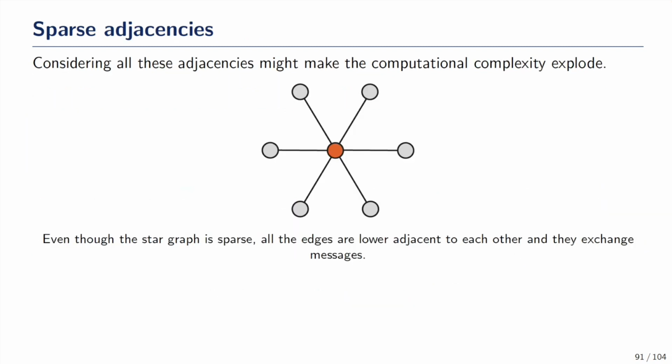But there's also a problem with these kinds of adjacencies I've just described. What might happen is that you start with a very sparse graph like this. The star graph is as sparse as it can get, roughly speaking. But in terms of lower adjacencies between these edges, everything's connected to everything, right? Every edge here is lower adjacent to every other edge. So your computational complexity explodes. Imagine you have a star graph with 1 million nodes. A graph neural network would find that super easy, but here you'll have 1 million squared computations because of this, and that becomes a problem.